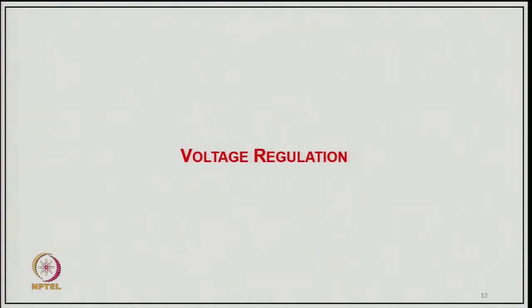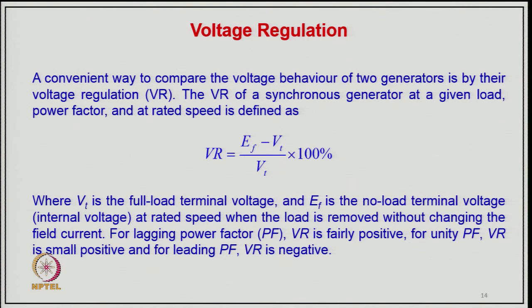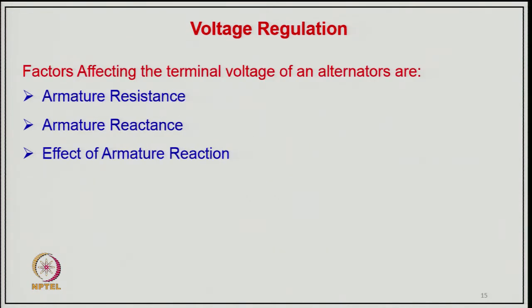Now defining voltage regulation in case of a synchronous generator. A convenient way to compare the voltage behavior of two generators is by their voltage regulation. Voltage regulation of a synchronous generator at a given load, power factor and rated speed is defined as VR equal to (E_F minus V_T) upon V_T into 100, where V_T is the full load terminal voltage, and E_F is the no load terminal voltage, the internal voltage at rated speed when the load is removed without changing the field current. For lagging power factor, VR is fairly positive, for unity power factor, VR is small positive, and for leading power factor, VR is negative. You can get even zero voltage regulation also, but that will always be at a slightly leading power factor. The factors affecting the voltage regulation of an alternator are armature resistance, armature reactance, and the effect of armature reaction.